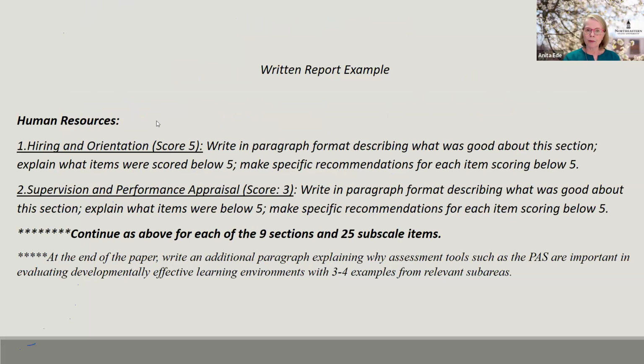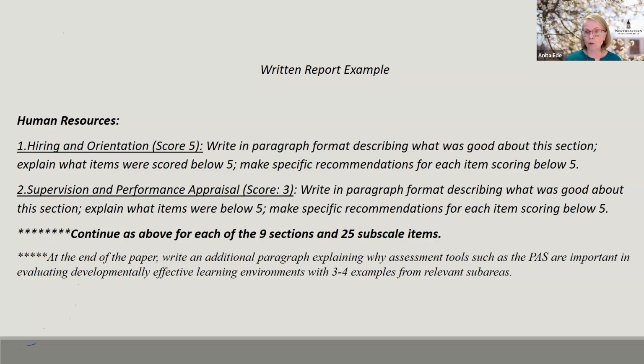All right, start out with the main headings. The first main heading when you look in your book is human resources. And then I like things bolded and organized. You can organize it in your own fashion. This is just my way of doing it when I'm writing. So then when I looked at hiring and orientation, number one, the first one, I scored a 5. This is my sample. Then in paragraph format, I'm going to write what was good about this section. Some of the things had yeses, so they must have been really nice. And what items were scored below 5?